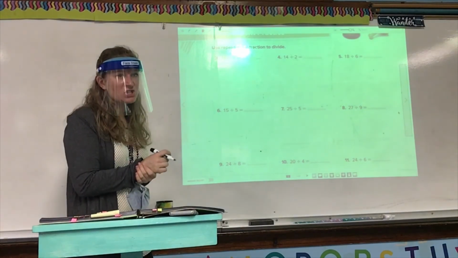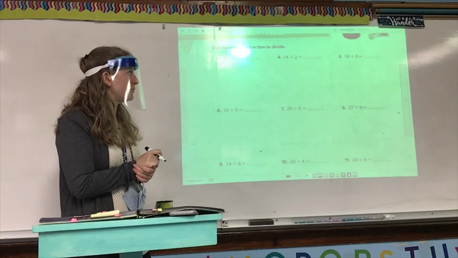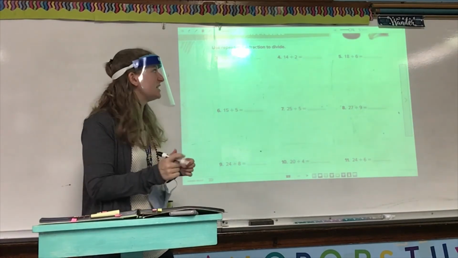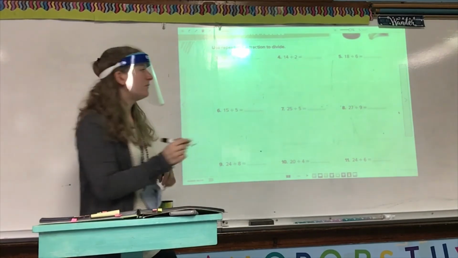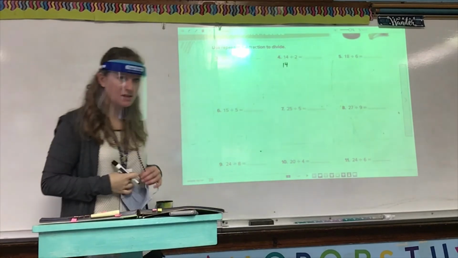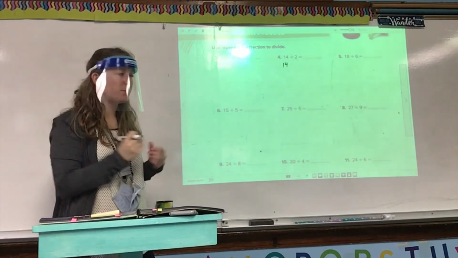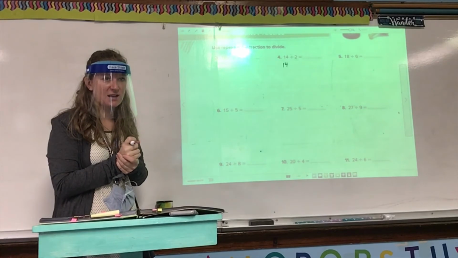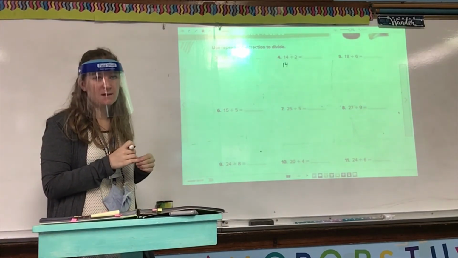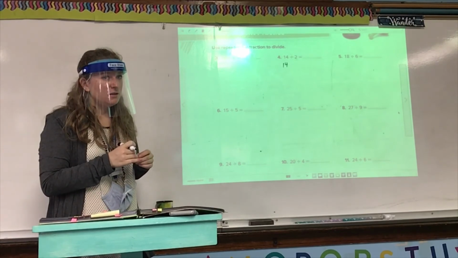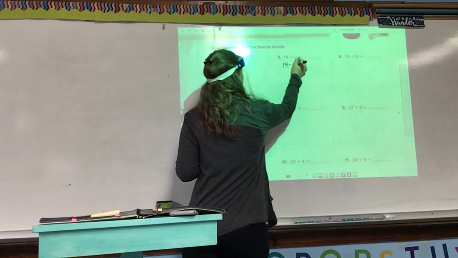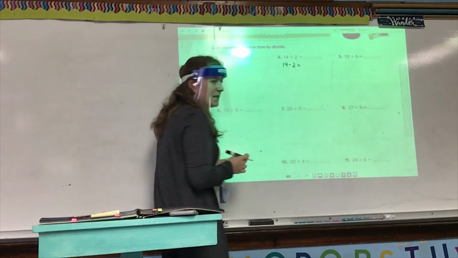Colin, where do we start? What part of our division problem do we start with? The dividend, which is 14. And we're using repeated subtraction. We're not using fact families or basic facts. So what does that mean we're doing next? We started with the dividend. Now we need to subtract the divisor, which is 2.